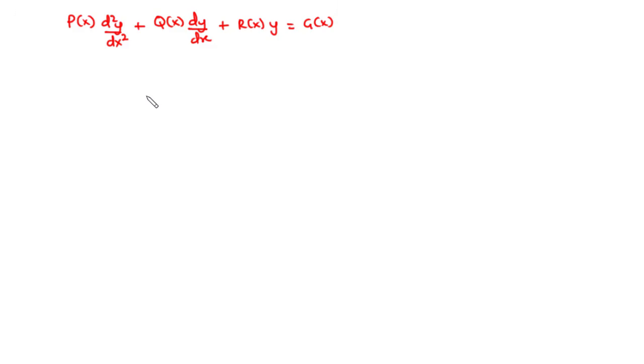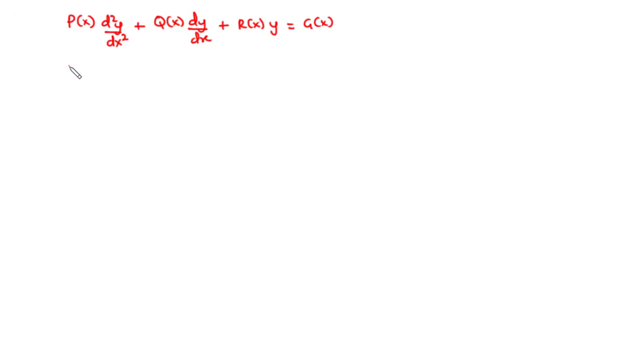Now, second order simply because the highest order of the differential equation is 2, and linear because the functions p, q, r, and g are all functions of x. Now, if the right hand side of this differential equation is equal to 0, then we say that we have a second order linear homogeneous differential equation.